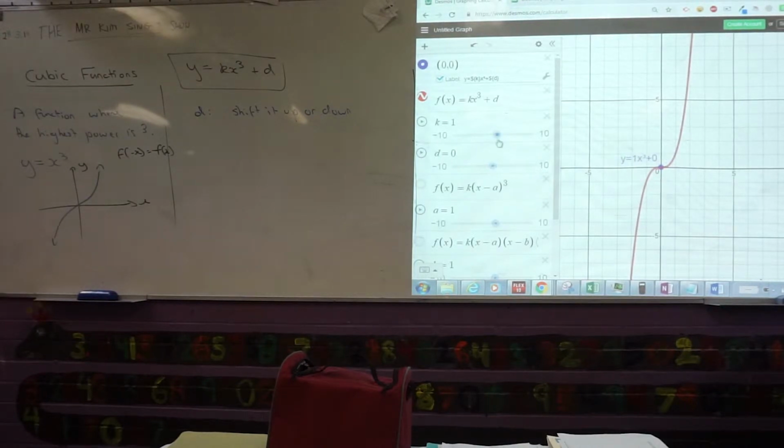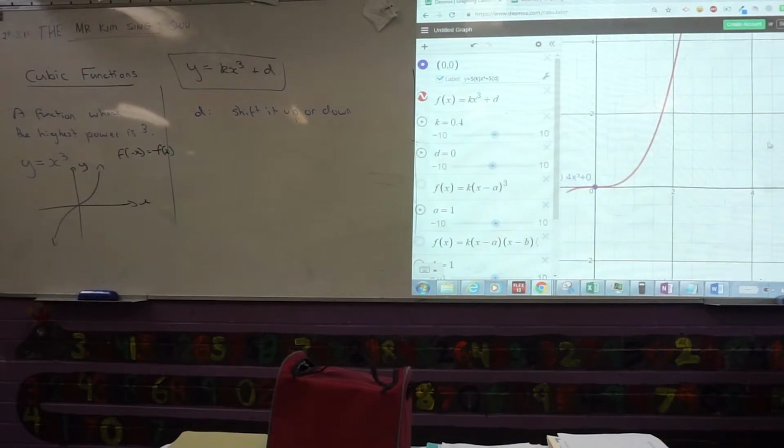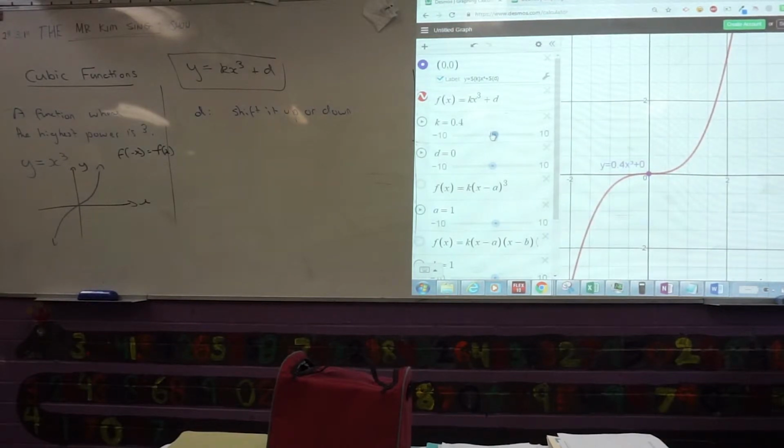What about this k now? Did anyone realize what happens when k changes? Like when it gets bigger, it gets steeper. Okay, so let's see what happens when we get really large values. It gets steeper, cool. And if we get smaller values than 1, you'll notice it starts to get a bit wider or fatter, right? If you zoom in a bit. All right, there we go.